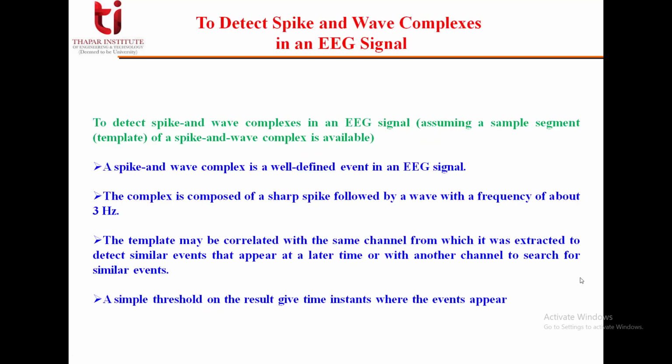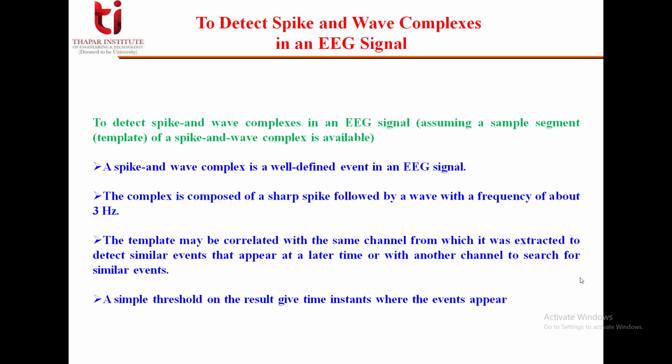So we will discuss, and in this we will assume that we are having a sample segment, that we can say a template, that is of spike and wave complex, and we will assume that it is already available to us. So how will we detect those spike and wave complexes in another EEG signal?